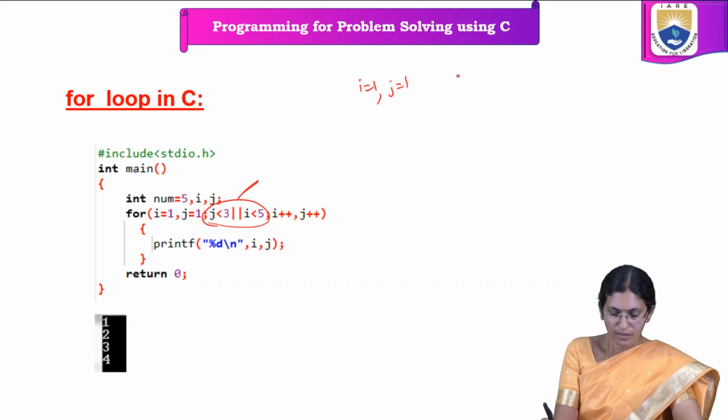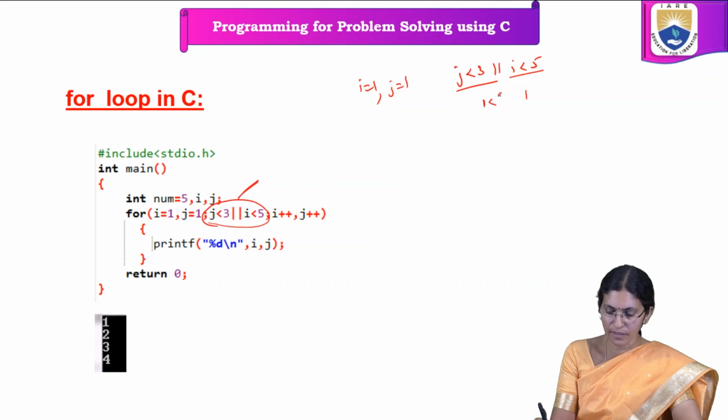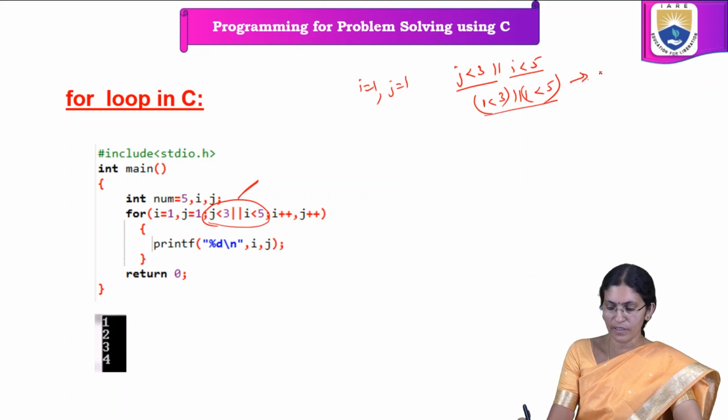So after this, j less than 3 or i less than 5. Both the conditions are true. So 1 and 1: 1 is less than 3 and 1 is less than 5. So both are true, and this evaluates to 1.